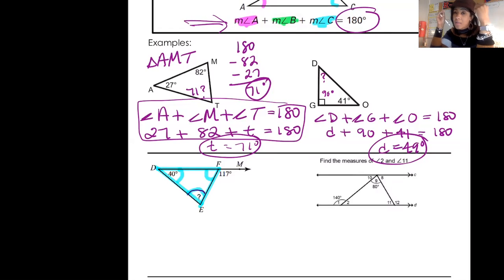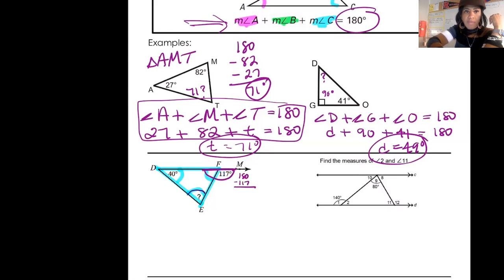We don't have it directly, but we do have an angle adjacent to it. We do have part of the linear pair. So if we remember that when two angles form a straight line, they are a linear pair and they should sum up to 180 degrees. So I'm going to do 180, take away 117.